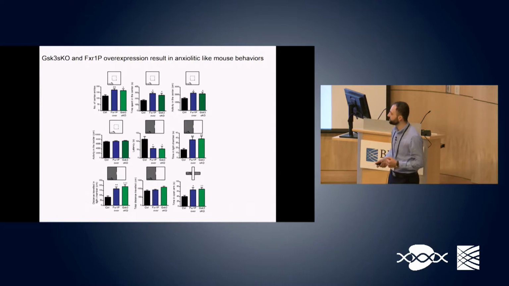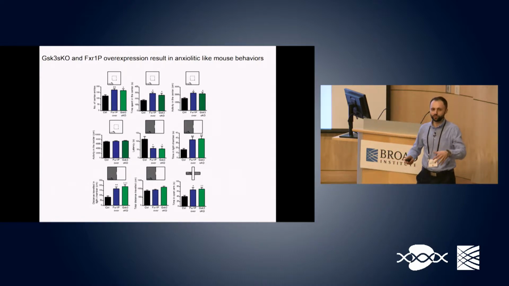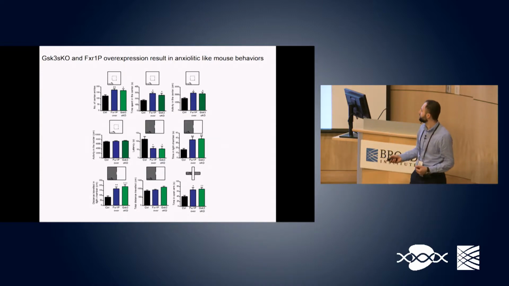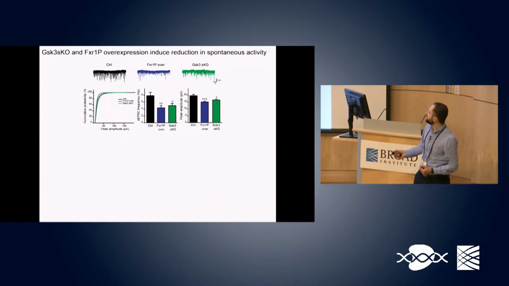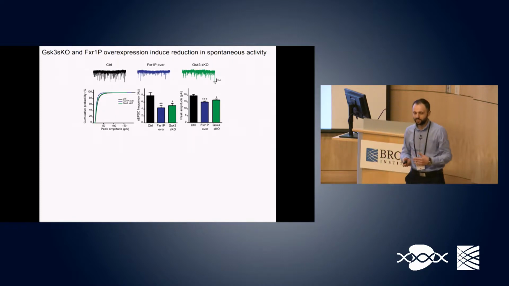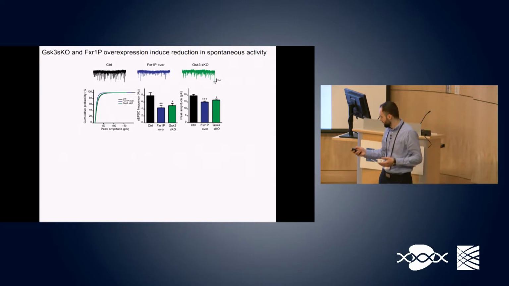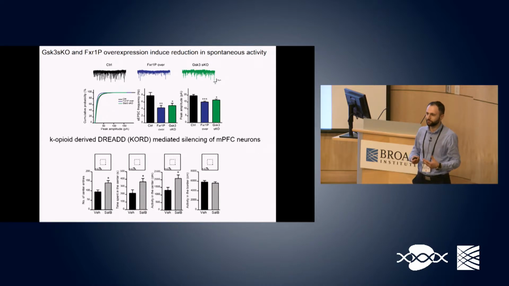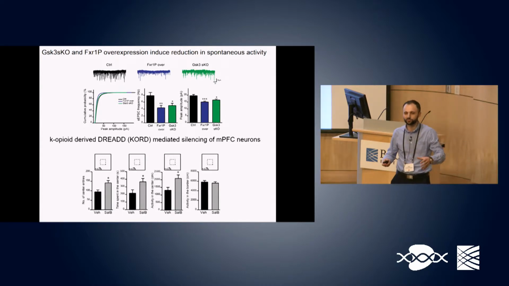Next, we wanted to understand what is happening with the neurons in the brain. So we decided to patch those neurons and record the electrical activity. And what we have found is that GSK3 knockout mice and FXR1 overexpressing mice had decreased spontaneous activity. We wondered whether this was the reason for the changes in the behavior. And we think yes, because when we tried to mimic this decrease in activity chemogenetically by silencing neurons, we could recapitulate the same anxiolytic type of behaviors.